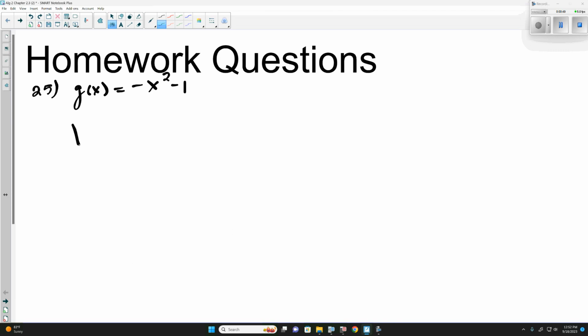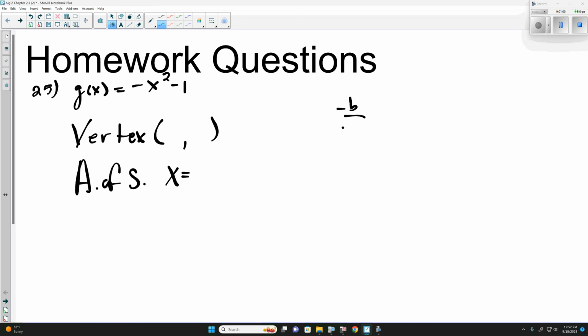Label the vertex and axis of symmetry. Now, since this is written in standard form, our vertex is the negative b over 2a, comma, f of negative b over 2a. And this is being related back to our ax squared plus bx plus c. As we look at this equation, the value of a is negative 1. The number in front of x squared is our a, and it is negative 1.